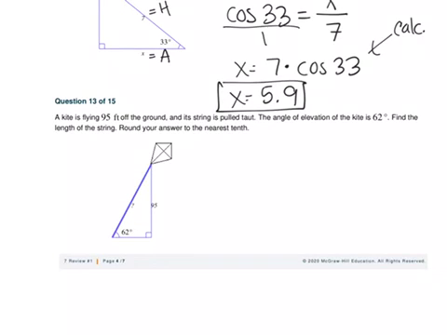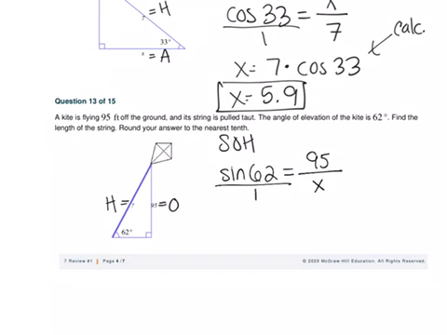So you just have to set it up based on what you're given. In relation to 62, we're given that this is 95, and that's opposite of 62. Also in relation to 62, we don't know what this side is, it's called x, and that's the hypotenuse of the triangle. That tells us we're going to use SOH, or sine. So we say the sine of 62 is equal to opposite, 95, over hypotenuse, x.